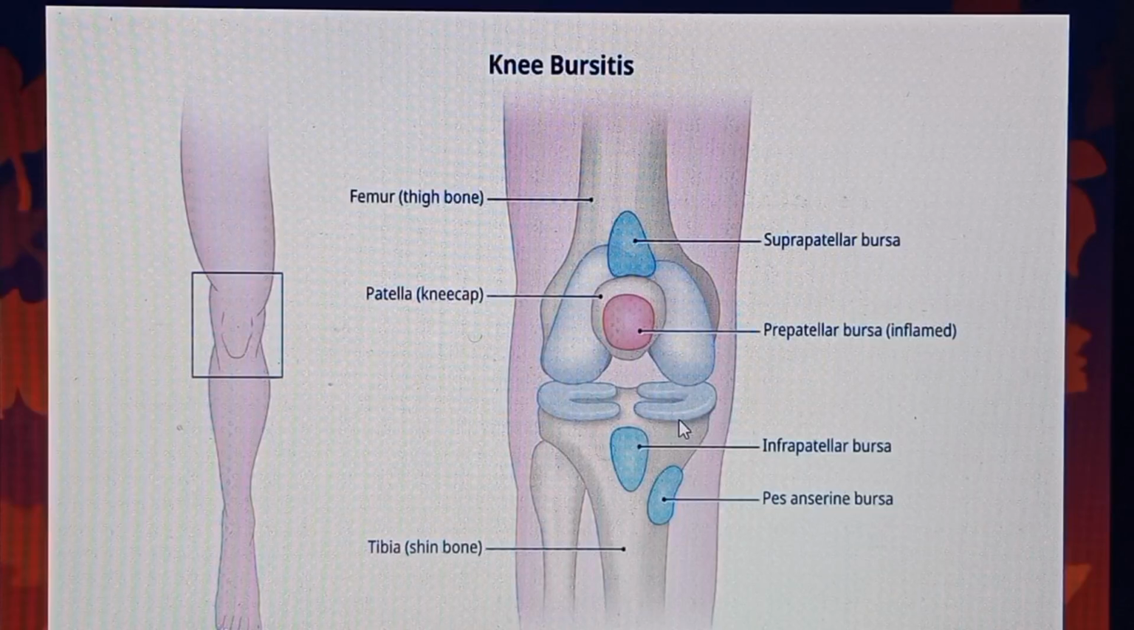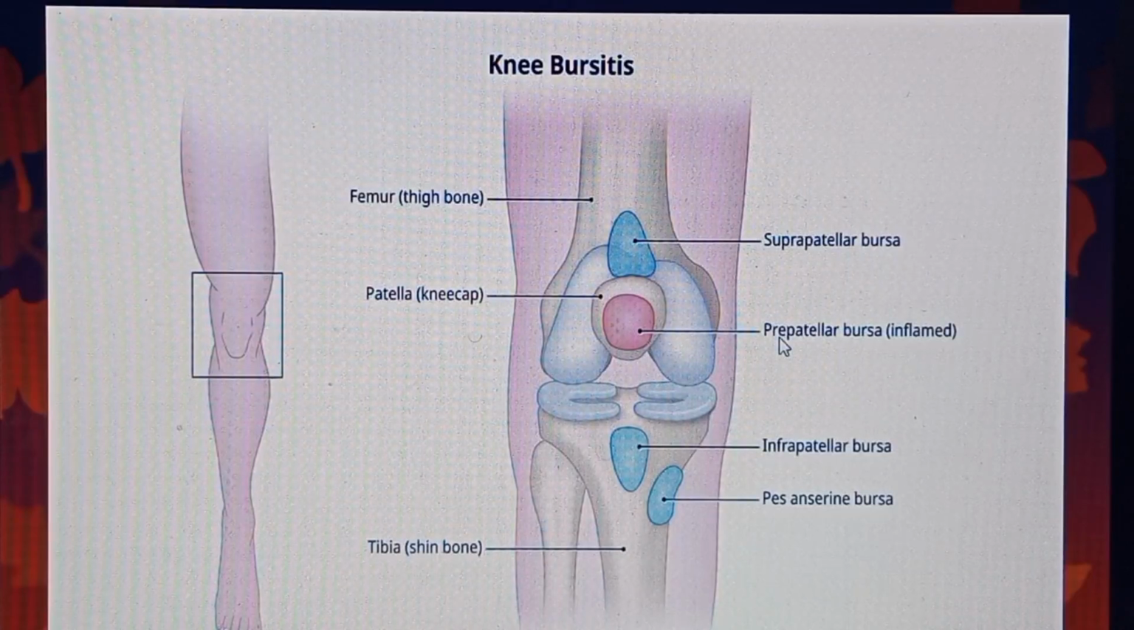And so what we are trying to say is that if the friction is too much, if there's some kind of injurious agent which is chronically exposed to it, then there could be inflammation of these bursae. Yes, it could happen to the suprapatellar bursa. It could also happen to something that we call the prepatellar bursa.